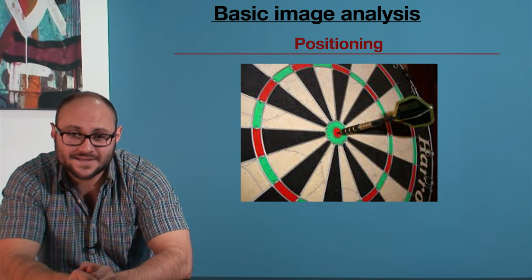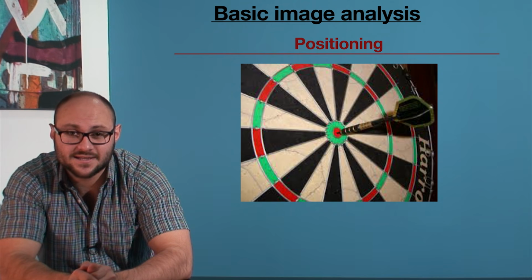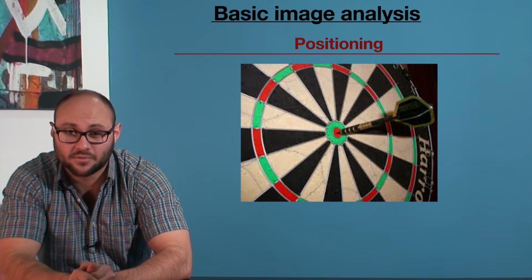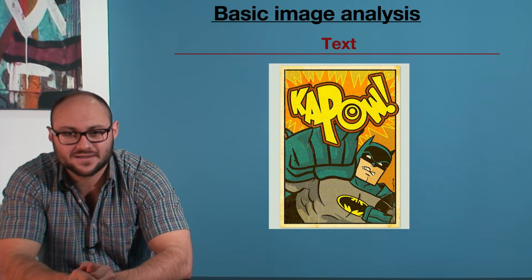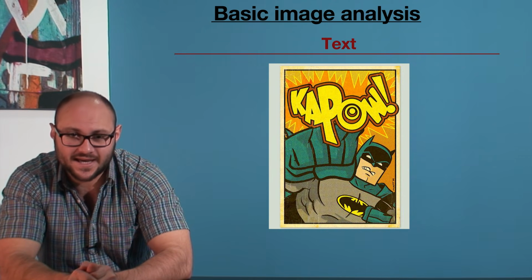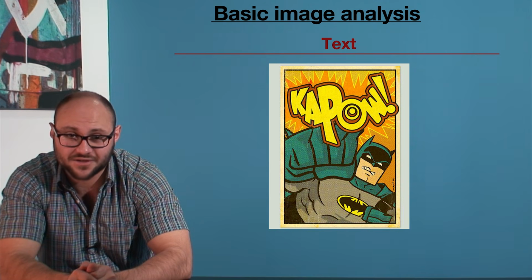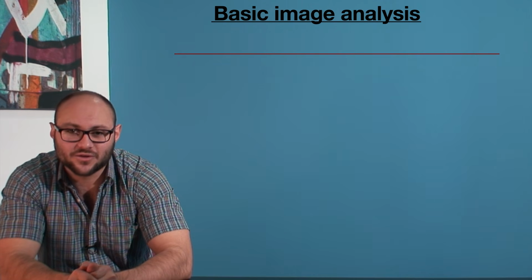Positioning. This means considering where things are in the visual and why. If something is placed right in the middle of a visual, there is usually a reason, as it is at odds with your average advertisement and automatically becomes the focal point of the visual. Text. Don't forget to analyse any text that might come up inside the visual, such as dialogue in speech bubbles or narration. Let's take a look at how to put this visual analysis into practice.